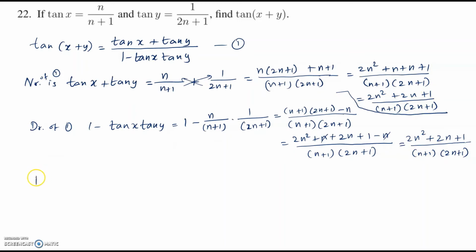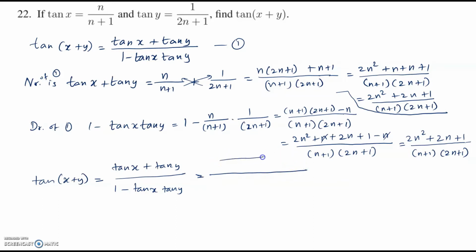So, if I am going to say then tan x plus y is equal to tan x plus tan y divided by 1 minus tan x tan y, it will be equal now to, the numerator is 2n squared plus 2n plus 1 divided by n plus 1 into 2n plus 1, and the denominator is 2n squared plus 2n plus 1 divided by n plus 1 into 2n plus 1, which is, since the numerator and denominator are the same, equal to 1. So that's the value of tan x plus y.